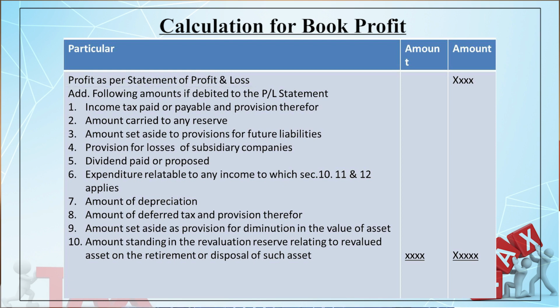You have to add certain amounts if debited to the profit and loss statement, that is income tax paid or payable and provision therefore, amount carried to any reserve, amount set aside to provisions for future liabilities, provision for losses of subsidiary companies, dividend paid or proposed, expenditure relatable to any income to which section 10, 11 and 12 applies.